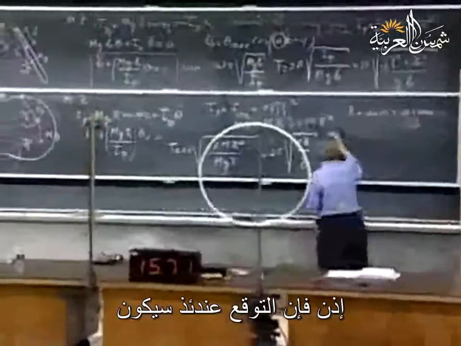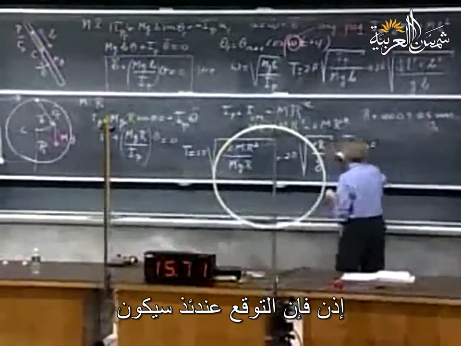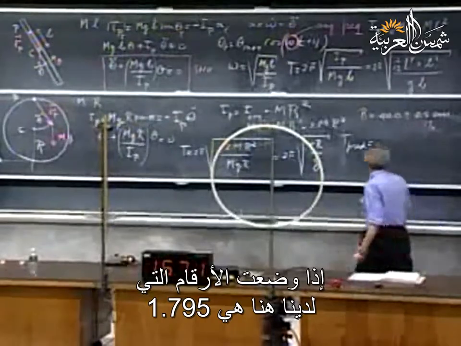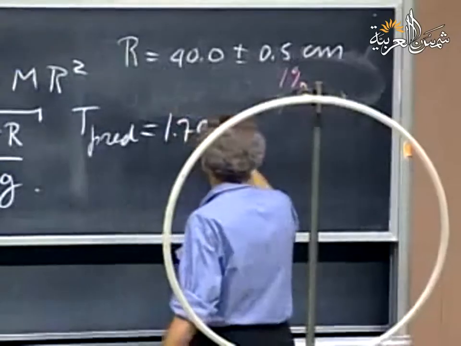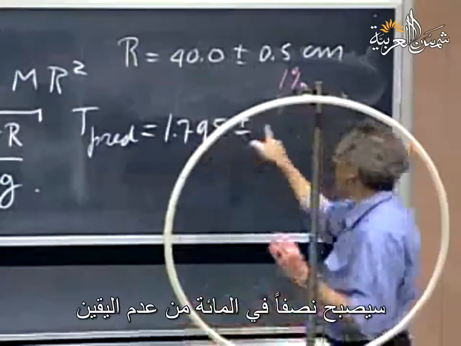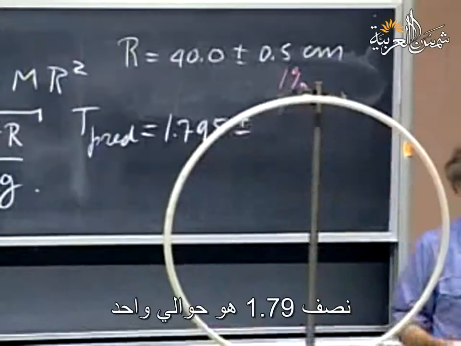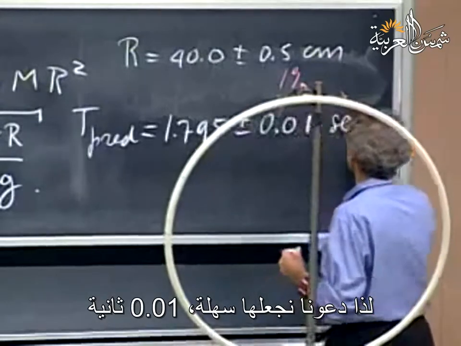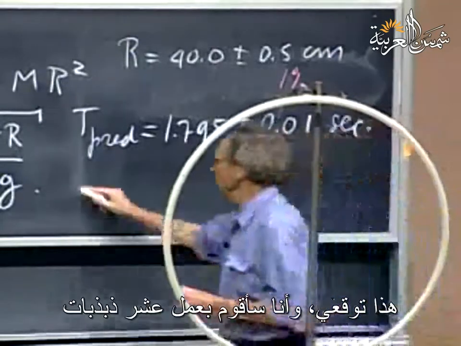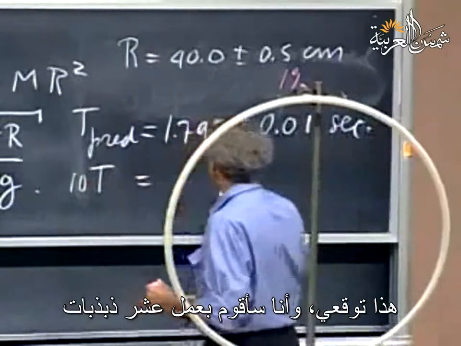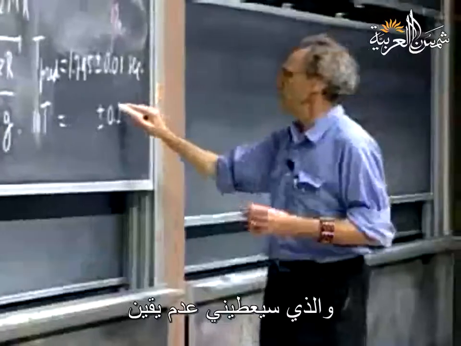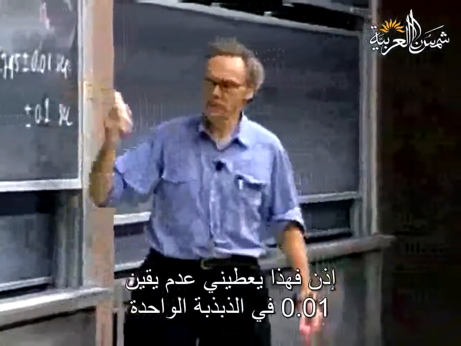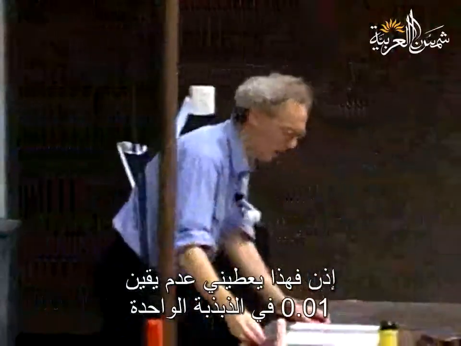And so the prediction then would be, if I put in the numbers here that we have, 1.795. And that would become a 0.5% uncertainty. Half of 1.79 is about 1, so let's make it easy, 0.01 seconds. That is my prediction. And I'm going to make 10 oscillations, which gives me an uncertainty of 0.1 seconds in 10 oscillations. So that gives me an uncertainty of 0.01 in 1 oscillation.